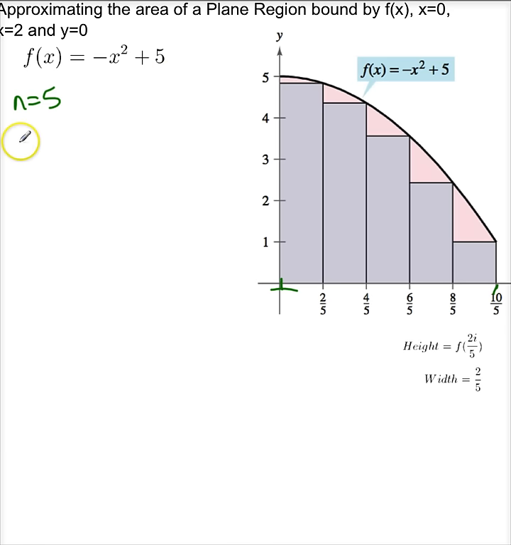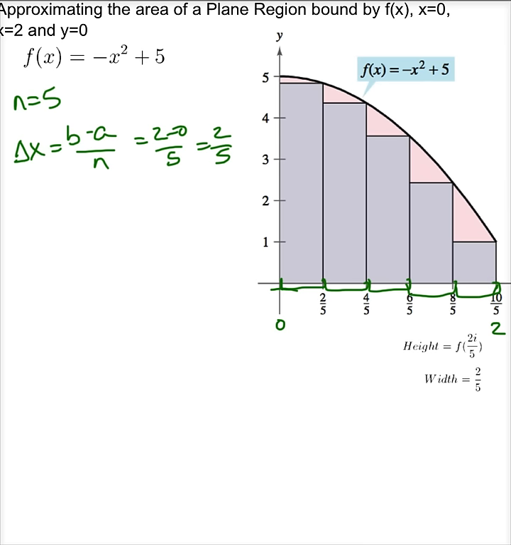So the first thing I need to find is delta x. And delta x is always going to be b minus a divided by n. b in this case is 2, and a is 0, and n is 5. So this is 2 minus 0 divided by 5, or 2/5. So each rectangle that I have has a width of 2/5.